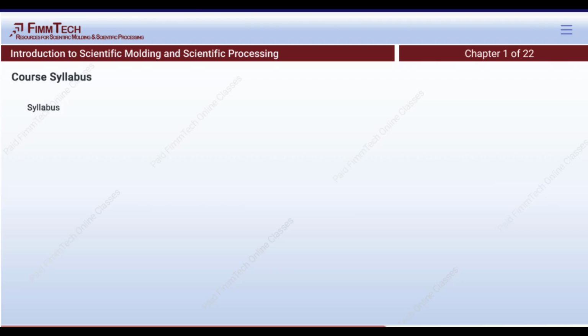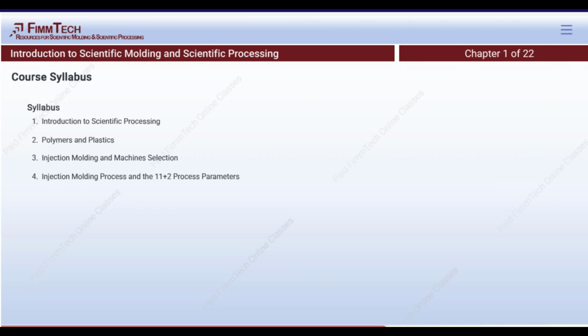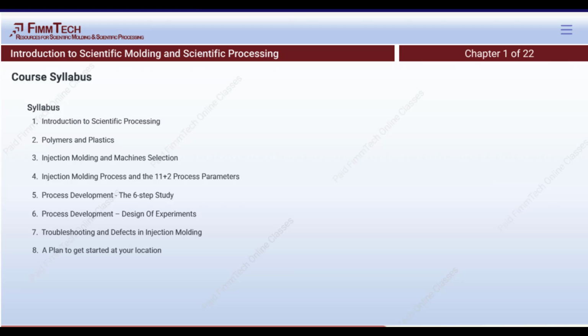A brief syllabus of what we are going to cover in the next few lectures. Polymers and plastics would be the next topic. We have already covered the topic of introduction to scientific processing. We'll next talk about polymers and plastics. We'll then talk about injection molding machines and machine selection. Injection molding process. What is it? What are each of the different molding parameters? What are the 11+2 molding process parameters? Process development, the 6-step study. Process development, design of experiments. We'll talk about some troubleshooting and some defects and a quick plan how to get started at your location.